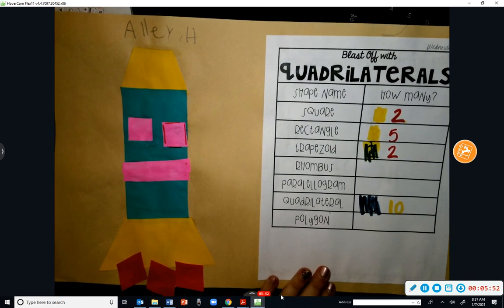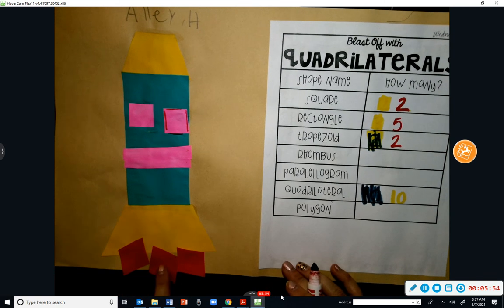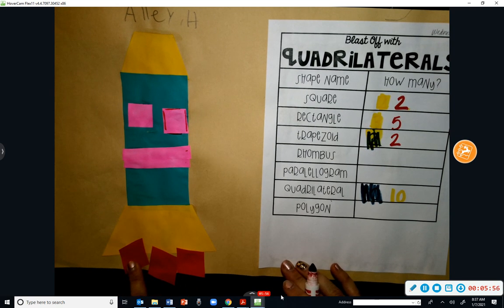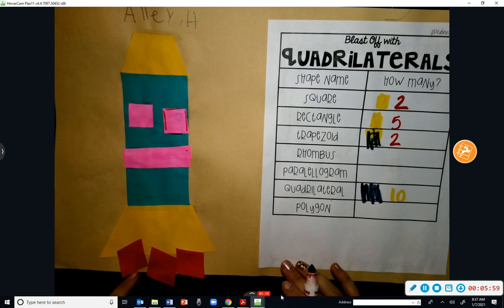Okay, rhombus. I've already said these are rhombus because there's 4 equal sides, and the opposite sides are what?